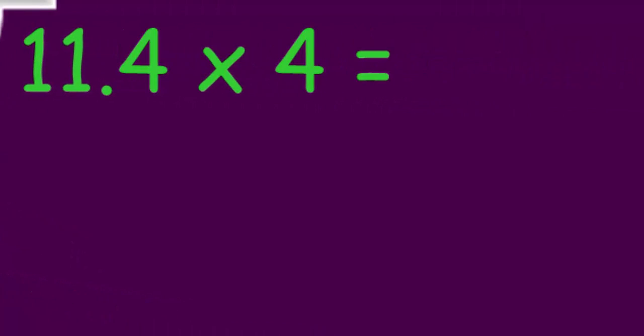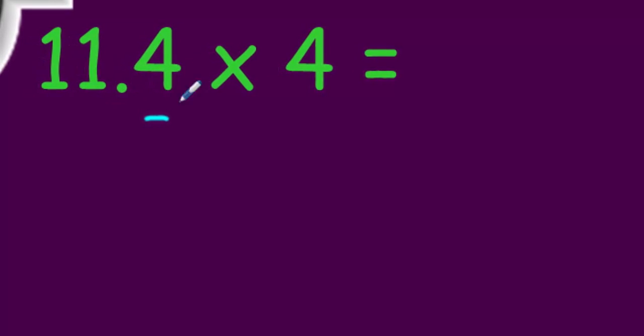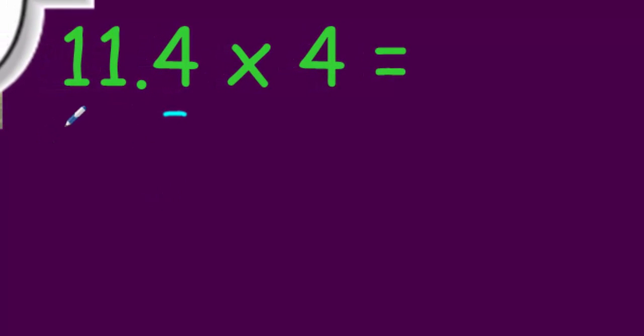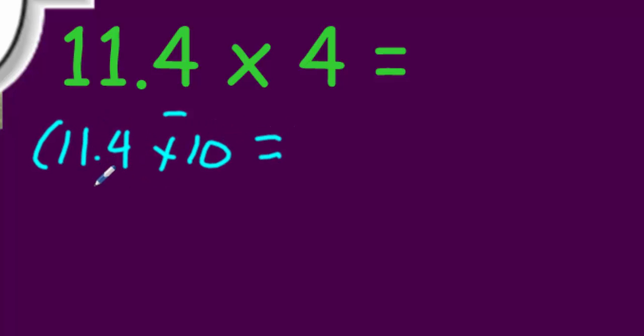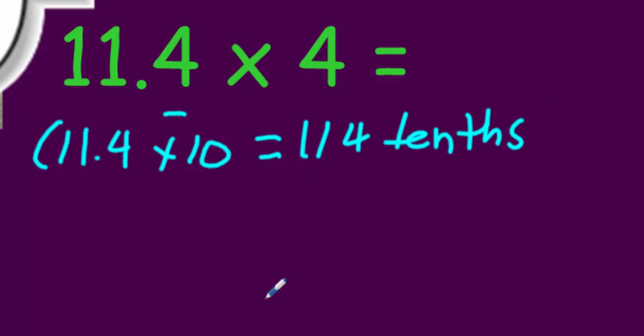Okay, let's get back on track. Now we have this 11 and 4 tenths times 4. So again, the smallest unit here looks like the tenths right here. All right, so what power of 10 would we have to use in order to get this into tenths? Let's do what we did the last time. 11.4 times 10 means we get to move that decimal place one time. So that's going to give us 114. That's tenths. That's what we have. 114 tenths. Can't be hundredths because we didn't multiply by 100. We multiplied by 10.